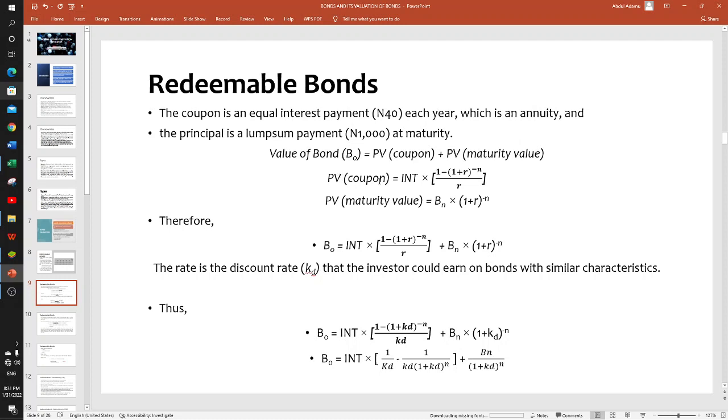Then the value at the end is the 1,000 naira, which is the maturity value. To find the present value of an annuity, this is our formula, and for the present value of a lump sum, this is our formula. If you bring the two together, the value of the bond will be the addition of these two factors. The discount rate, or the cost of debt, Kd stands for cost of debt, is what the investor will earn with a similar investment. This is the formula for finding the value of a redeemable bond.